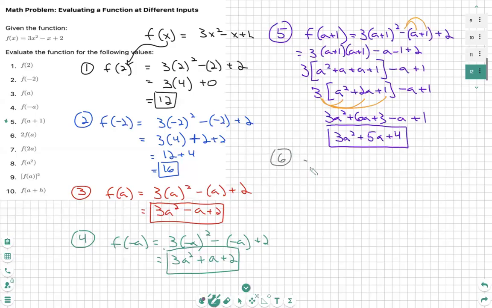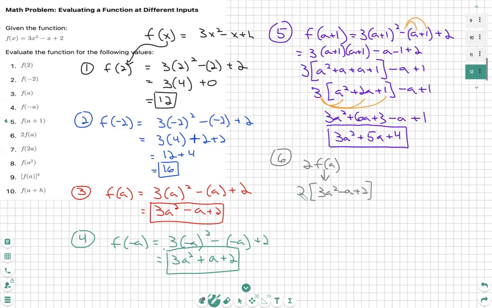So for number 6, we have 2 times f of a now. So this is a little more confusing because, well, I know what f of a is. I can replace f of a by, well, we've done that before, by plugging in a for x. So when I plug in a, we get 3a squared minus a plus 2, right? So after plugging in that a, you get this equation.